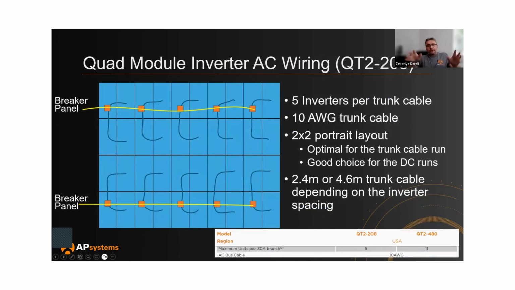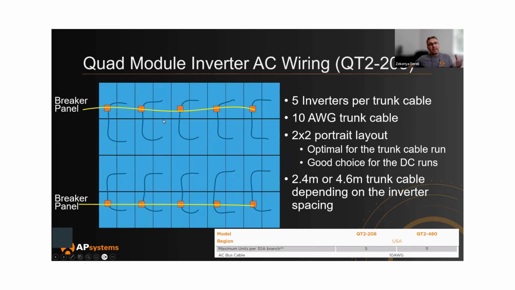Just to give you a quick illustration, let's say you have a very nice layout like this. It's 4 by 10. I know you're not going to come up with this all the time, you're going to have something very different, but just to give you an idea. Again, in the case of 208 volt, I have 5 inverters per trunk cable. Now, you've got 4 modules vertically, and I've got 10, so 4 by 10.